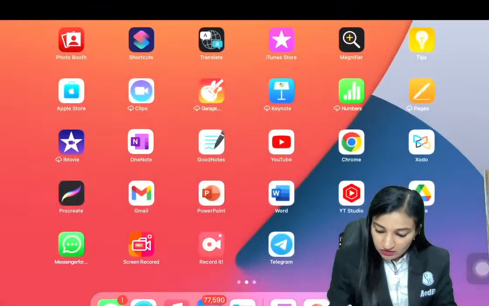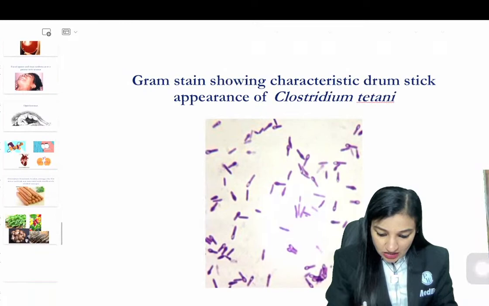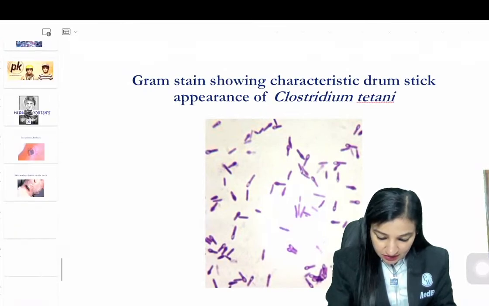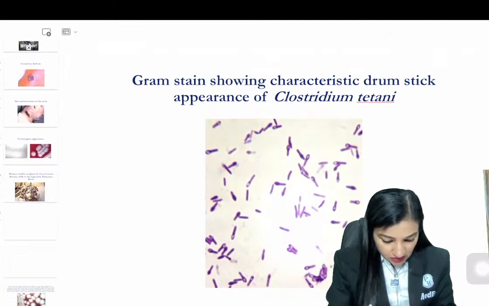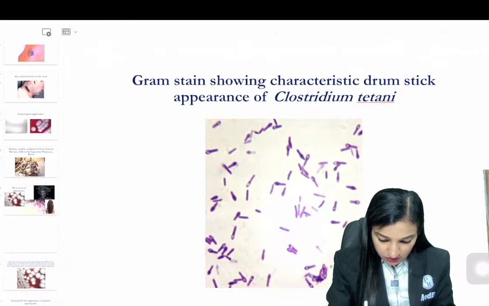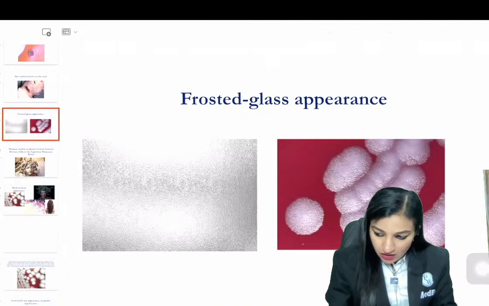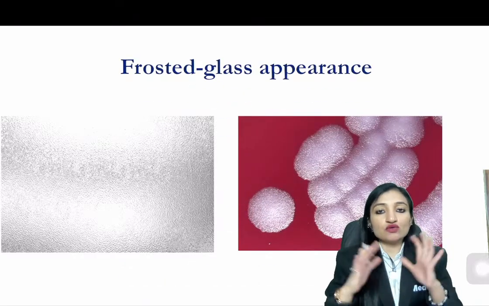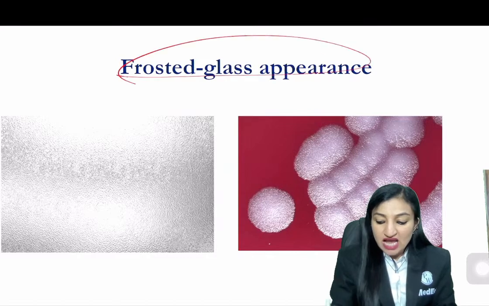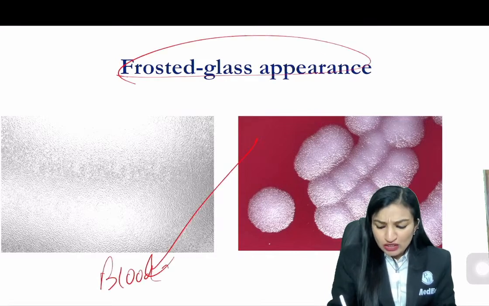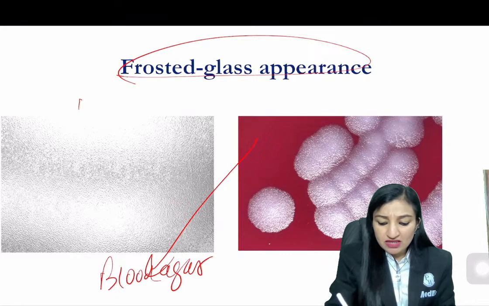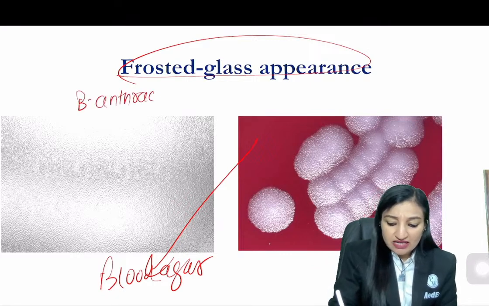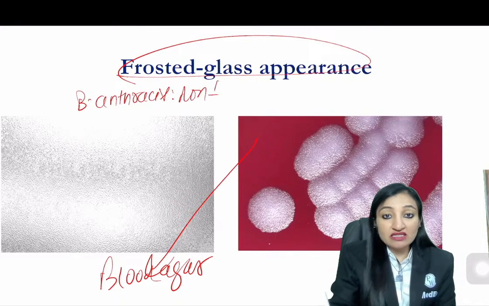One more thing, one second. We were discussing Bacillus anthracis, right? A few appearances. What is this? The actual picture of frosted glass. And the colonies of Bacillus anthracis are also referred to as having frosted glass appearance. And what is this? This is blood agar. Can you see any hemolysis? No hemolysis. So remember, Bacillus anthracis is non-hemolytic. Again, guys, it's an egoistic fellow.